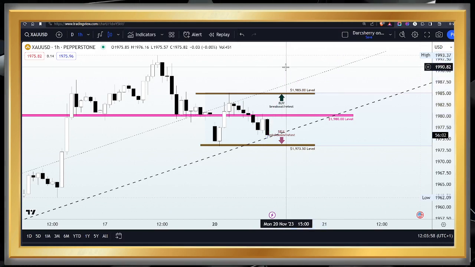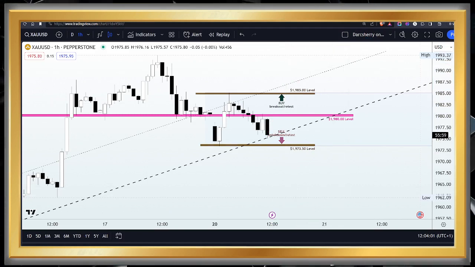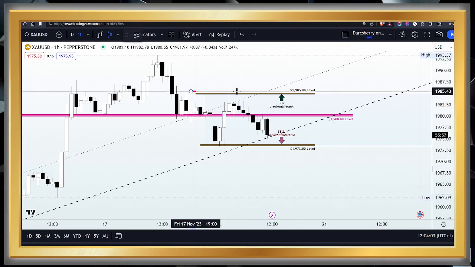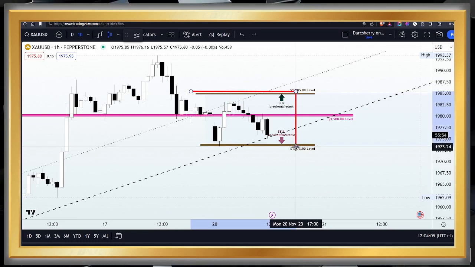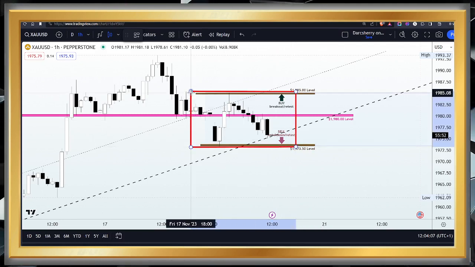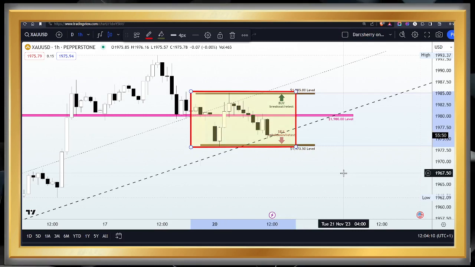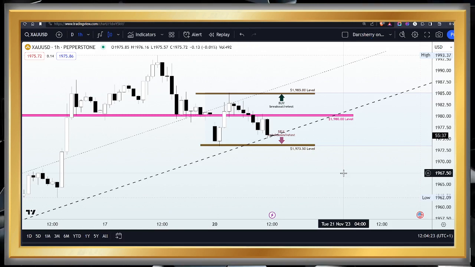So basically for today, our center of focus is simple, just right within the 1985 and the $1,973.50 level. Depending on the direction the breakout happens will give us an insight into where price is likely going to be going, at least for the first half of this week. So these are my views here on the XAUUSD. So you do want to be marking out these levels and the trend lines so that you can have something to reference whenever you're about to make your independent trading decisions.